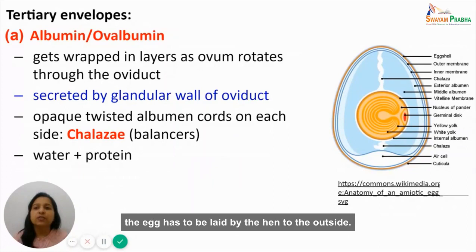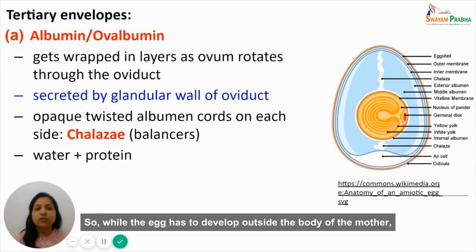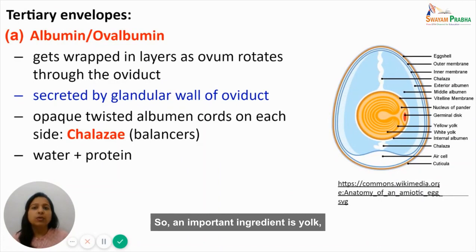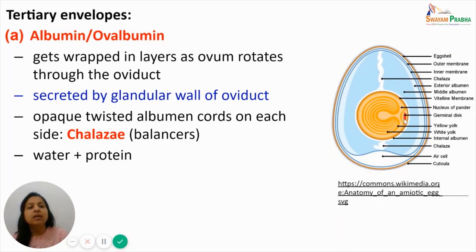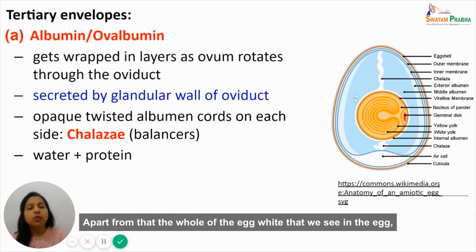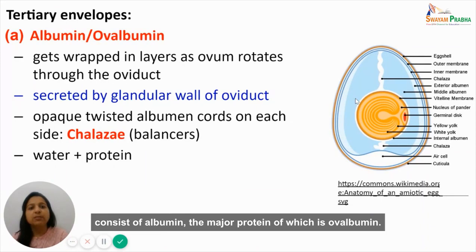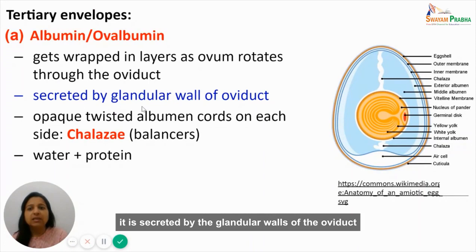So while the egg has to develop outside the body of the mother, it needs to have certain essential ingredients stored within itself. An important ingredient is yolk, which provides most of the support and nourishment to the growing embryo at this germinal disc region. Apart from that, the whole of the egg white that we see in the egg consists of albumin, the major protein of which is ovalbumin. Now, this albumin is secreted around the fertilized ovum when the ovum is passing through the oviduct. It is secreted by the glandular walls of the oviduct.